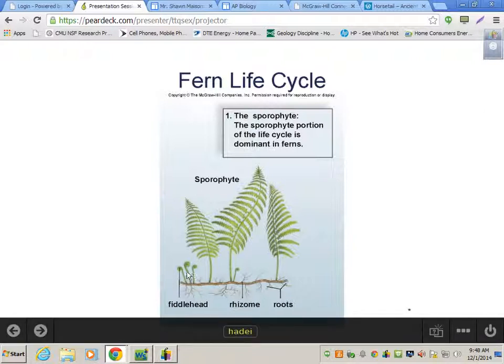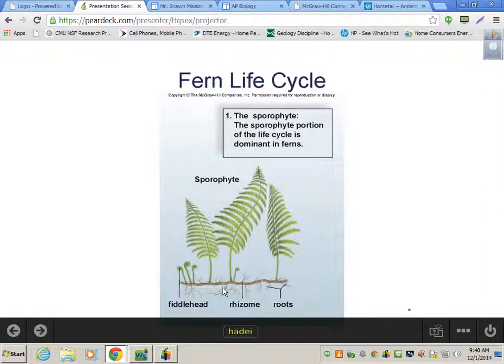So the fiddlehead is that early structure. This will actually unravel and grow into this large sporophyte. Okay? And, of course, we have our rhizomes, and then we have roots that branch off as well. Now, remember, the rhizome is like that branching structure that connects each fern to the other one.